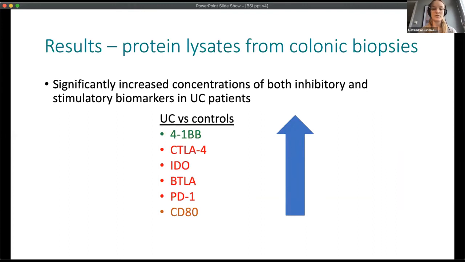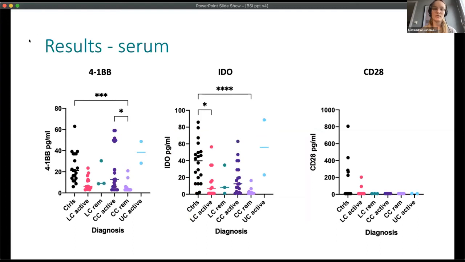Now, if we now focus on the serum results, we saw essentially the opposite of what we saw in the protein lysates. So here I've included 3 examples of the same molecules that I included on the previous slides. So for 41BB, we saw a significant decrease in patients with active collagenous colitis compared to controls. And in EDO, we also saw a decrease in collagenous colitis patients compared to controls. Whereas for CD28, we saw no significant differences. And in fact, a lot of the samples were below the detection limit.